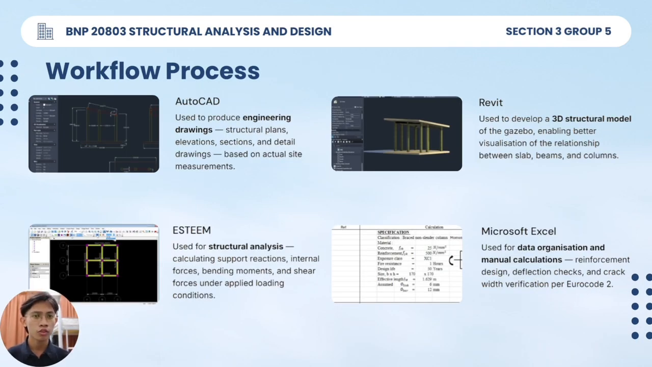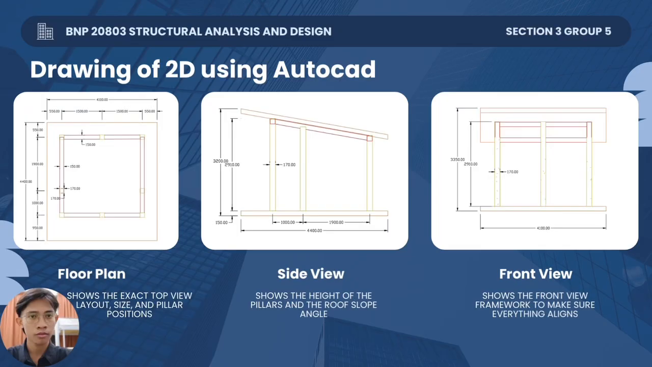So this is our workflow process using four main software tools. First, we use AutoCAD to draw our 2D engineering plans. Second, we use Revit to turn those plans into a 3D model of the structure. Third, we use ESTEEM to run the structural analysis and calculate the forces. And finally, we use Excel for manual calculation and double checking with the Eurocode 2 standards.